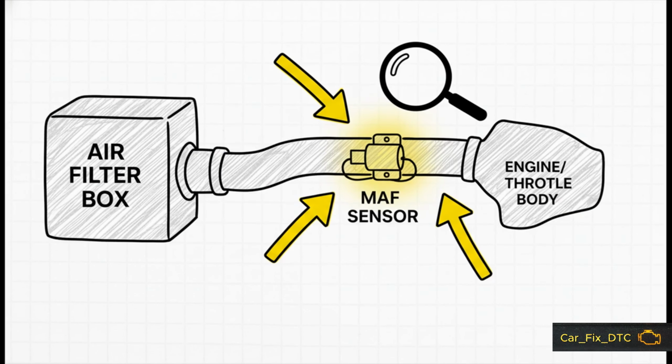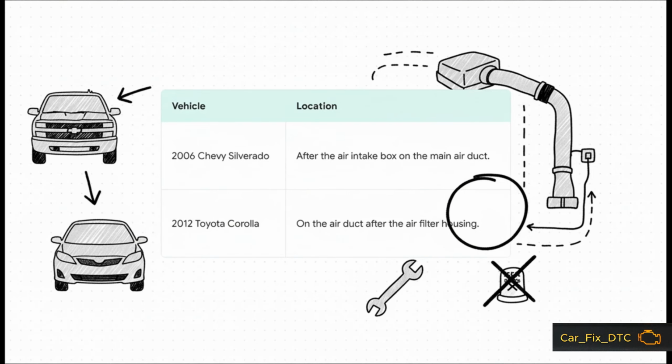So, before we do anything else, we've got to find this thing, right? Your first stop is the air intake box. Just follow the big plastic tube that goes from there to the engine. The MAF sensor is almost always located right on that duct. Let's look at a couple of real-world examples to make this super clear. See here on this Silverado? It's right there on the air duct, just past the air filter box. And on the Corolla, same deal. It's positioned right on that duct after the filter housing. So pop your hood and look in that same general area. You'll spot it, no problem.